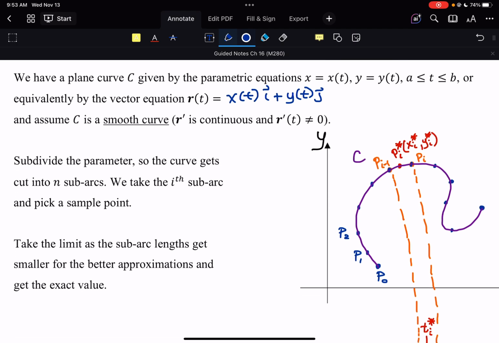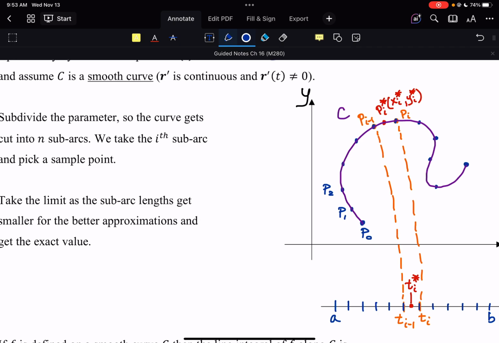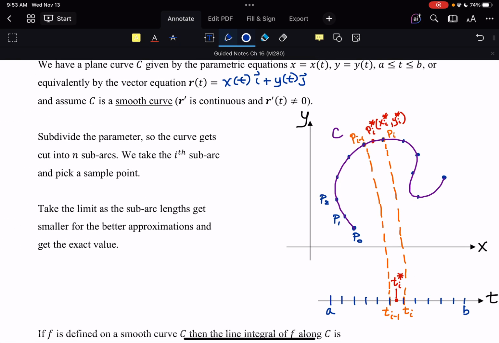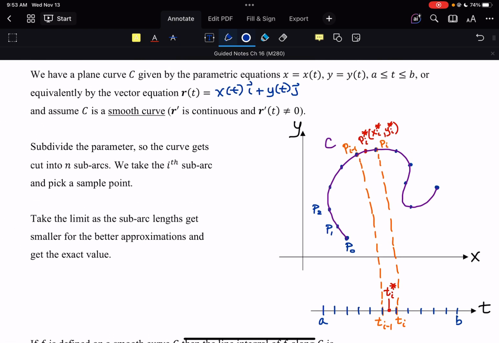So here's a diagram to go with this situation. You can see I have the smooth curve C here. It's just an arbitrary curve. X and Y are written in terms of a parameter t. What we do is we subdivide the parameter so the curve gets cut into n sub-arcs. So think about in Calc 1, right? You take the interval from a to b and we can break it into smaller subintervals and we do rectangular approximations, stuff like that.